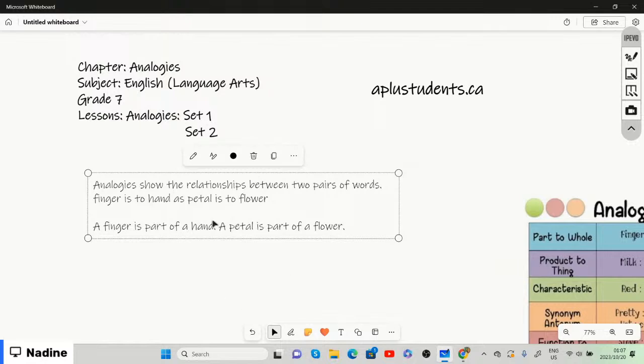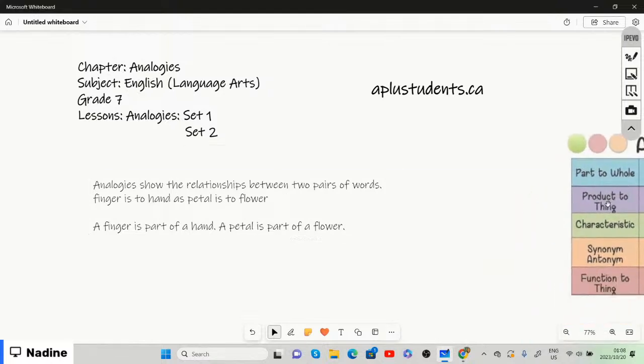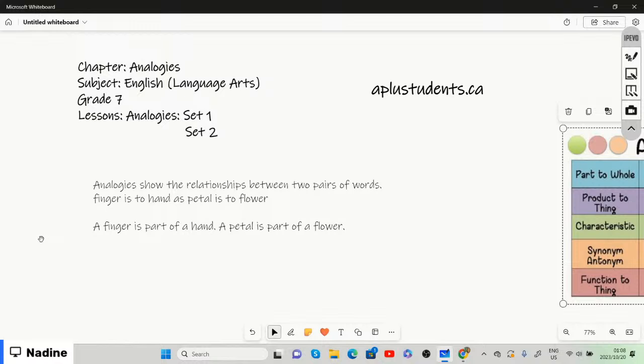Okay. So now we're going to start with our lesson on analogy, right? And we said analogies, right? We said we're doing set 1 as well as set 2, sorry. An analogy shows the relationship between two pairs of words, right? So it's a relationship between two pairs of words.